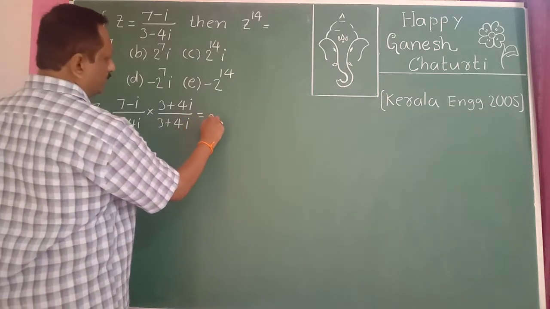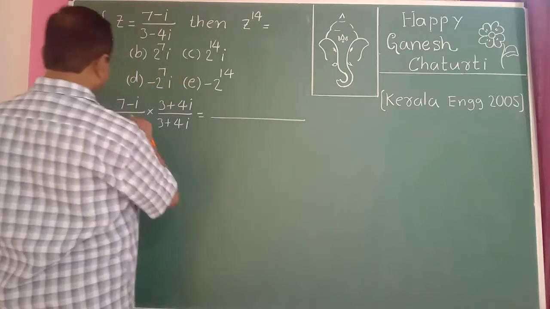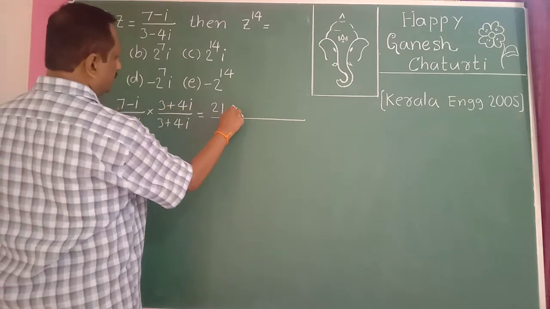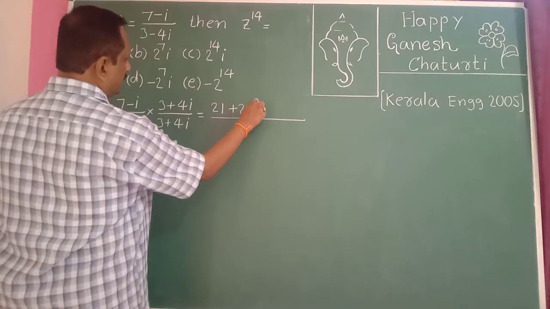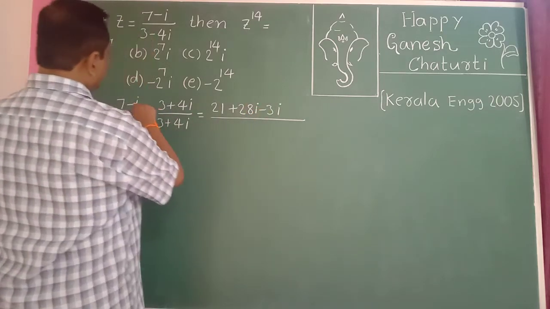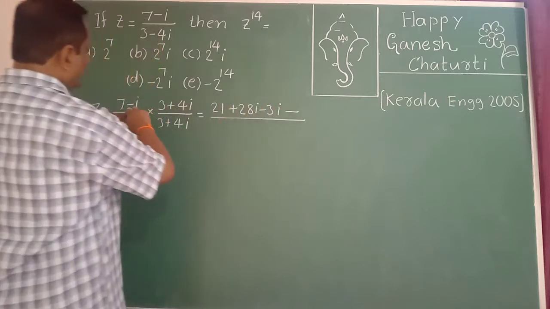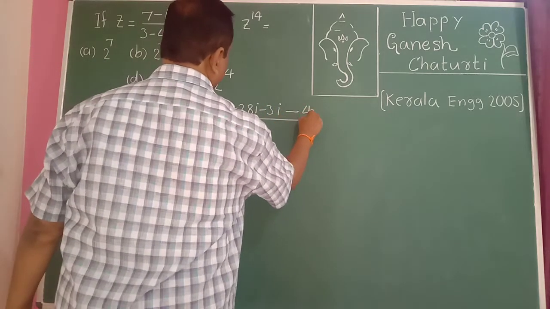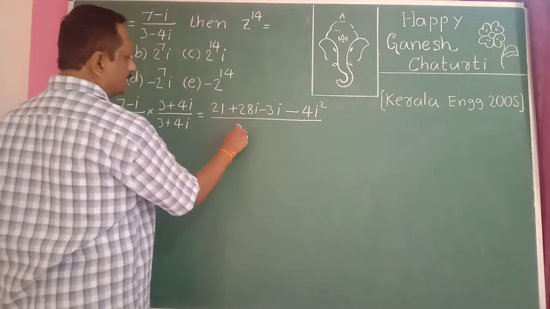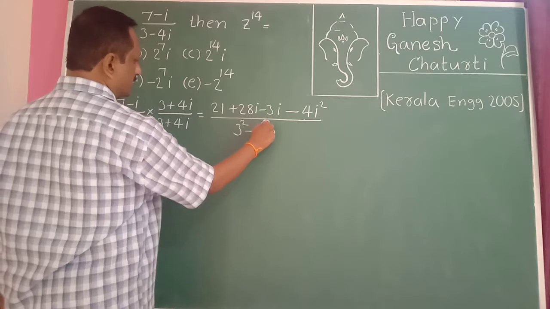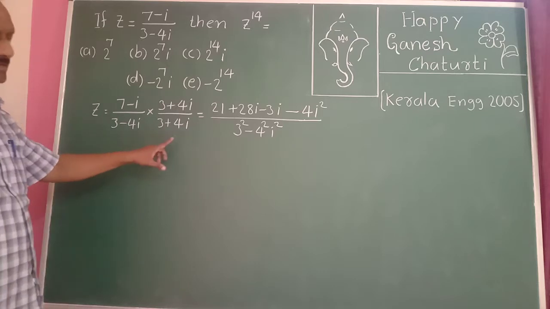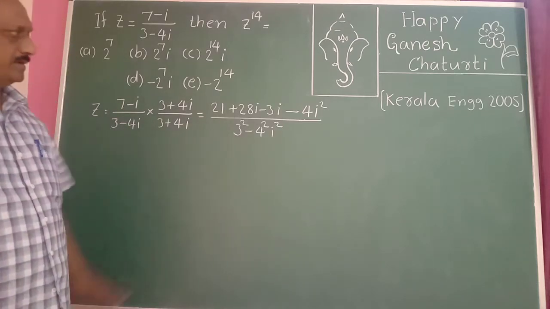Therefore, multiply the numerator terms: 7 3s are 21, 7 4s are 28, plus 28i. Minus i into 3 becomes minus 3i. Minus into plus becomes minus, of i into 4i becomes 4i square. Divided by the product of the denominator, 3 square minus 4 square into i square. You know a plus b into a minus b is a square minus b square, so the product of the denominator is this one.